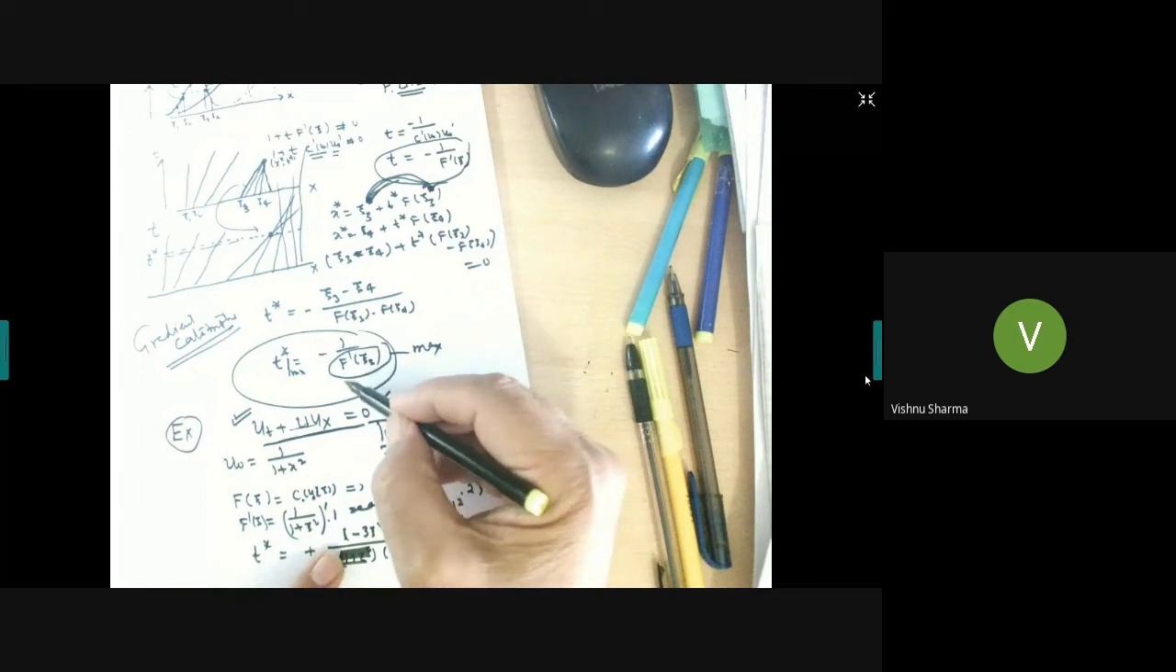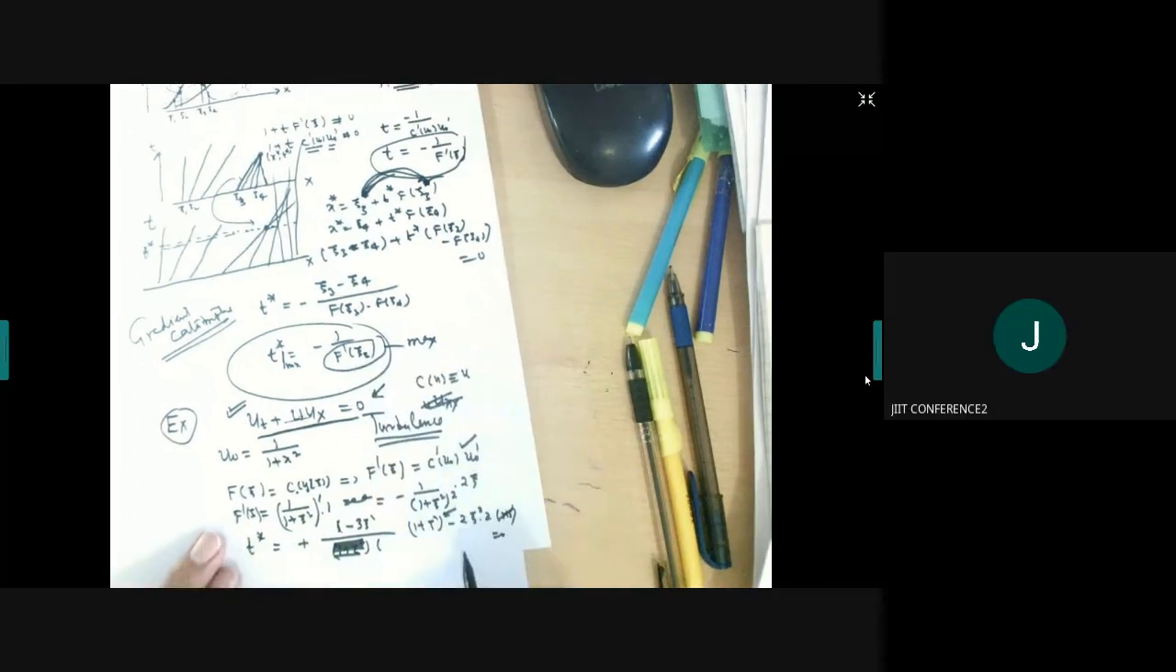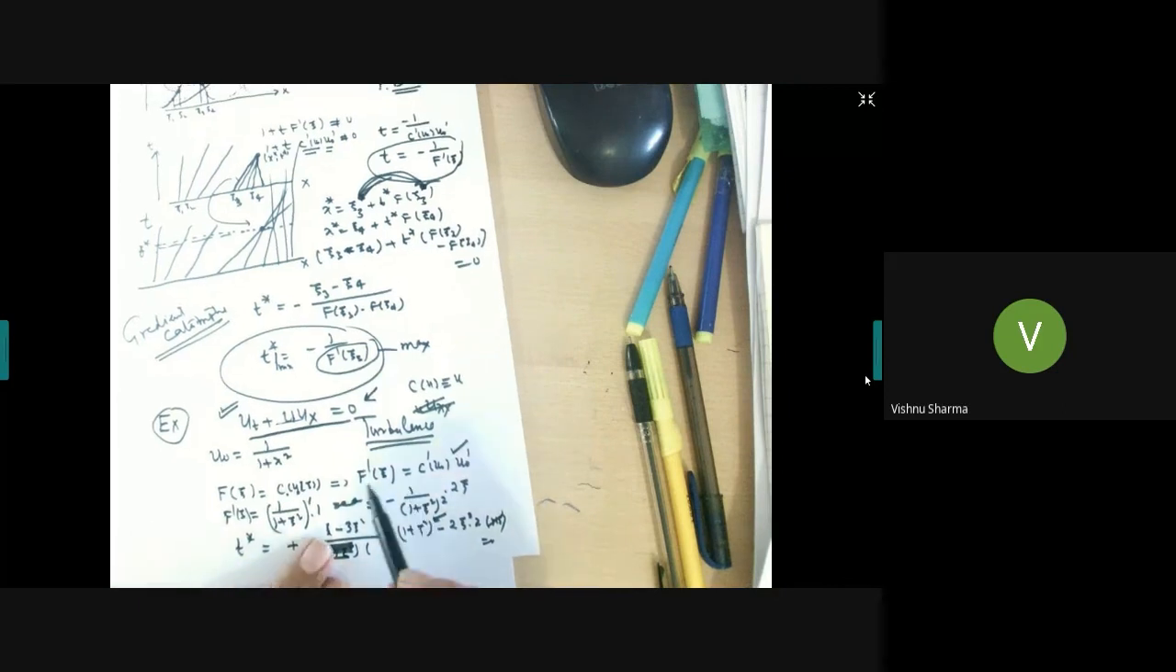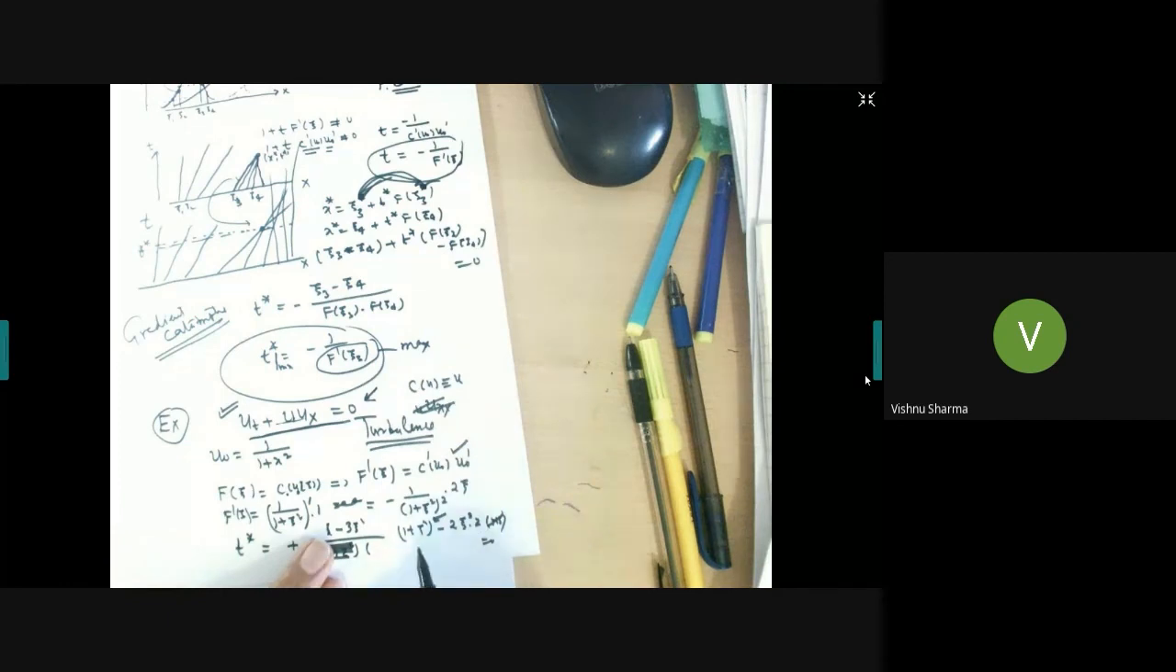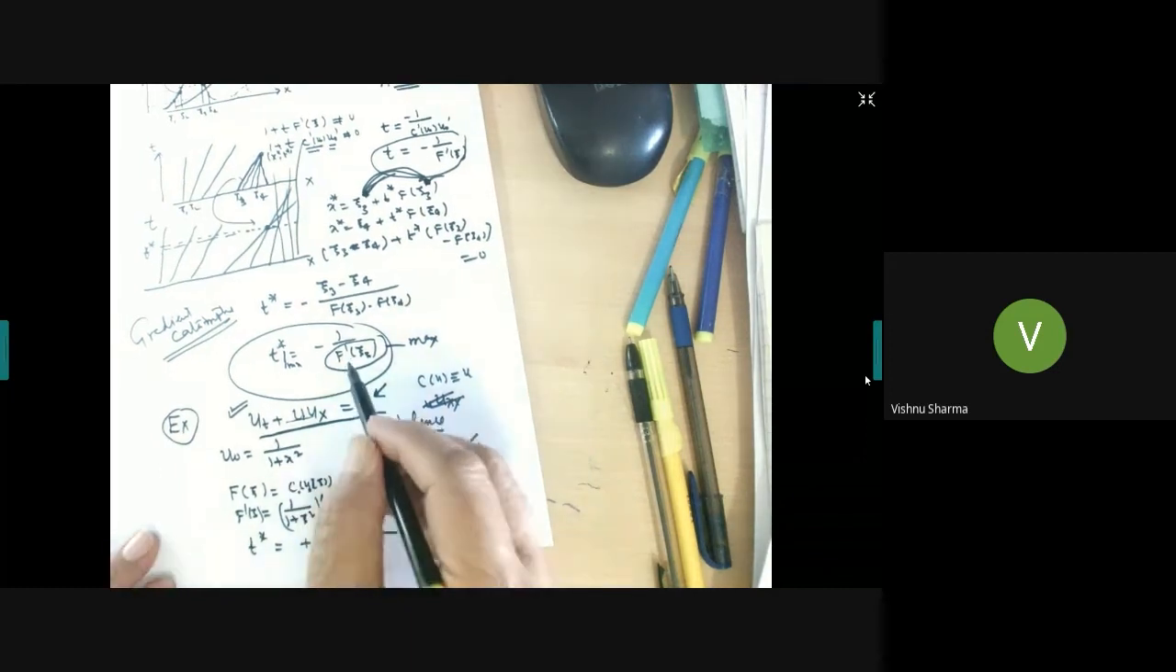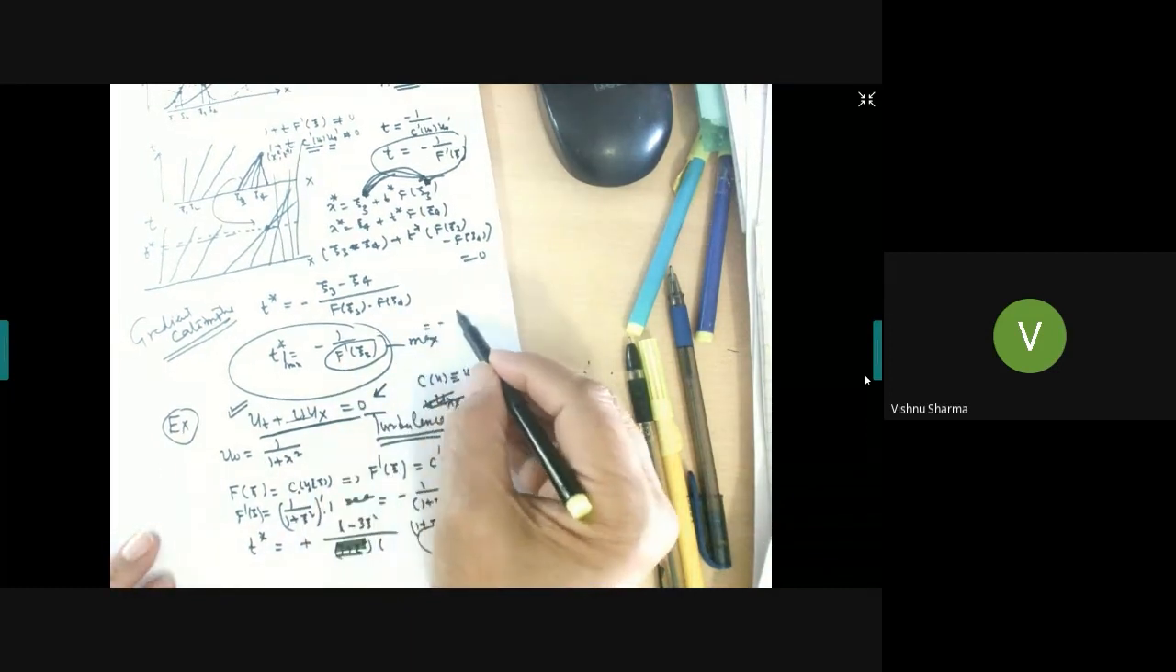Am I right? Yes, sir. Because of the maximum, we'll get the time minimum. Very right. So is it clear? F dash xi, I am looking for the derivative of this, and the derivative turns out to be zero at xi equal to 1 by root 3. This is the maximum. Yes, sir. At xi 1 by root 3, this will be the maximum. Very good, right?